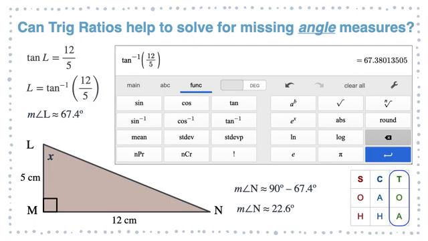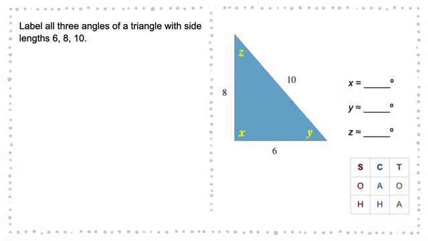Let's try another example. The directions say to label all three angles of a triangle. It doesn't say this is a right triangle, but the three side lengths are given as 6, 8, and 10. So the first thing I need to know before I apply my trig ratios is, is this a right triangle? I can think about my Pythagorean triples, or I can use the Pythagorean theorem.